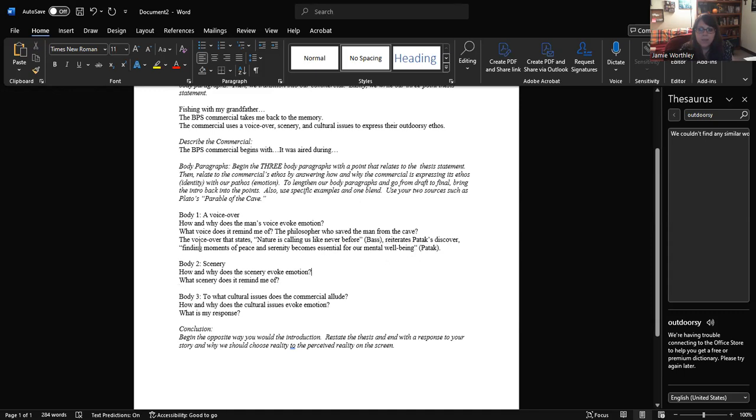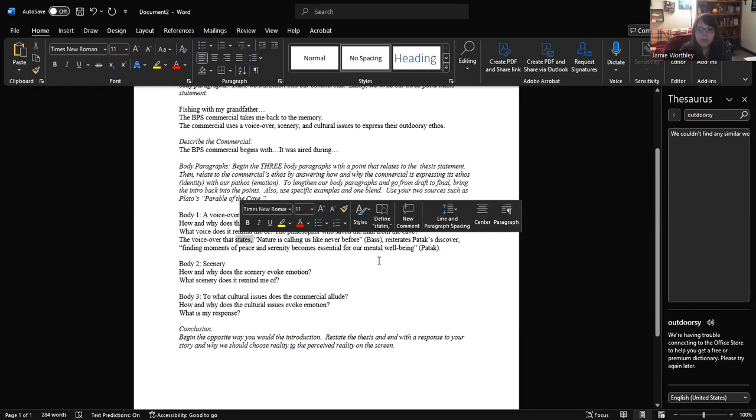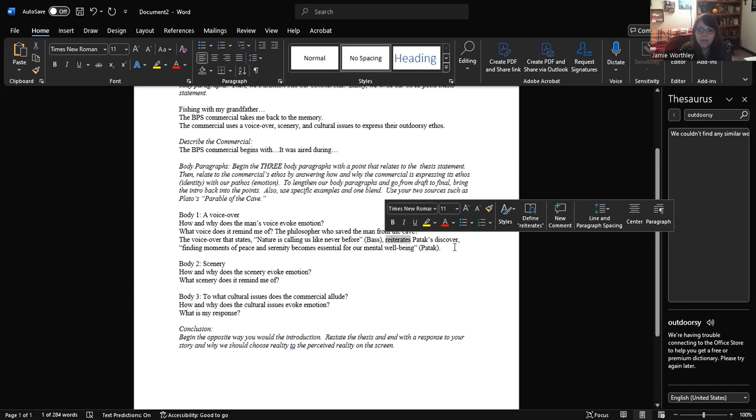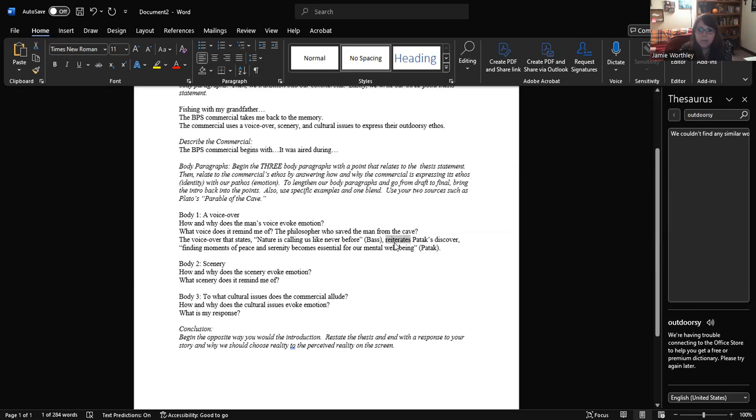I have that signal verb, "states," not a very good signal verb, but "states." "Reiterates" is a good one. Actually, that's my signal verb. It reiterates Patak's discovery, right? That's actually my verb there. "States" and then "reiterates." While it states, it reiterates. The voiceover that states. It's actually the voiceover reiterates Patak's.